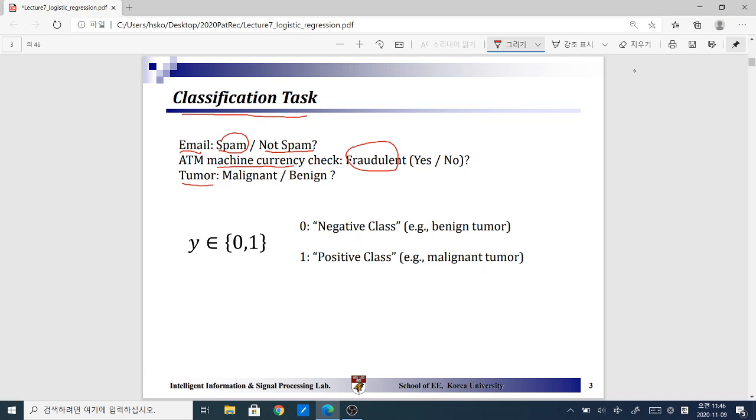So essentially, to simplify the problem, let's just restrict ourselves to only a binary situation. So what it means is that the label is going to be either 0 or 1, with 0 being the negative class, and 1 being the positive class.